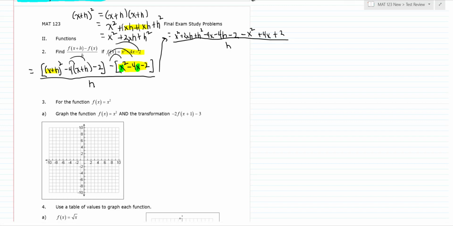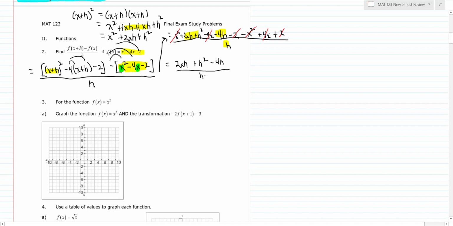You're going to notice on here a whole bunch of things cross out. The x squared minus x squared goes to 0. The negative 4x and 4x goes to 0. The negative 2 and 2 do. So you're left with these terms, which all have an h in them. Okay, so what we'd have then is 2xh plus h to the second minus 4h over h.